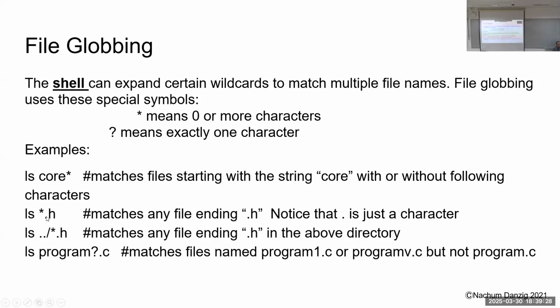Now here's the interesting case. What if I put the star, and here I did the star at the end, I could go to the star at the beginning. So this means match any file, but it must end in .h. So any file that has the suffix .h. Now here is a weird one, because dot dot means the directory above us. So I'm saying match any file in the directory above us that ends with .h, and can be anything, as long as it ends with .h. So any file ending in .h in the above directory. I can do that with ls. Okay. That's called file globbing.